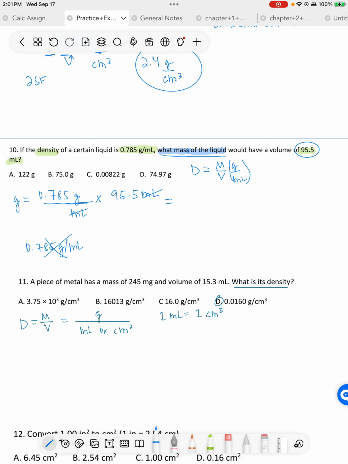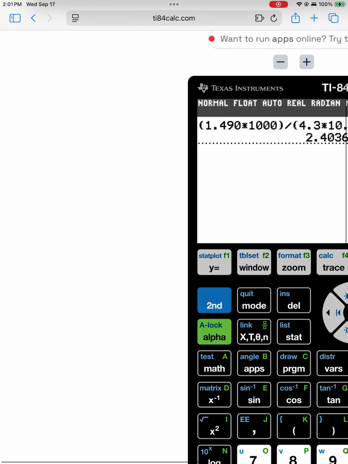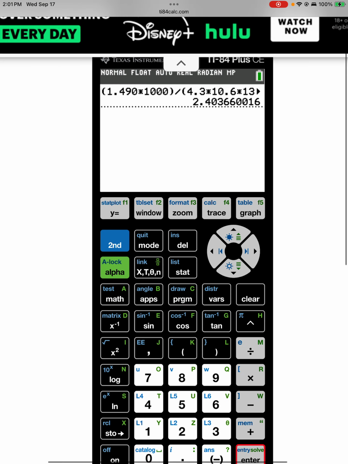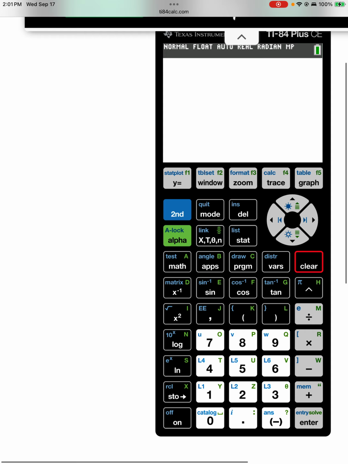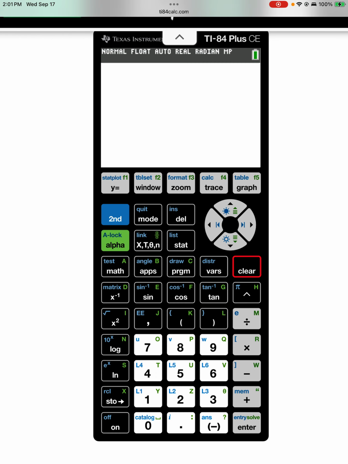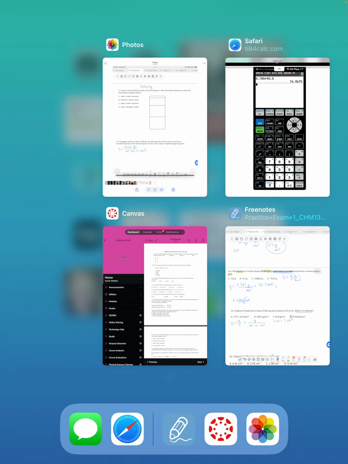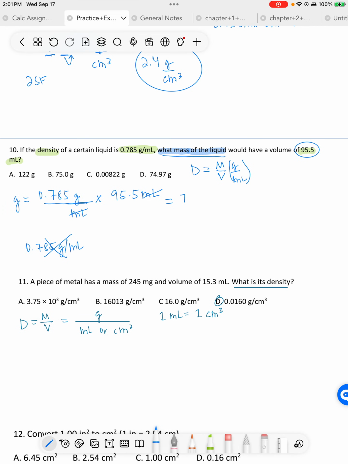So we'll go over to our calculator, and we will clear this. And let's see, it was 0.785 times 95.5, which gives me 74.9675. 74.9675 grams. And then how many significant figures do we have in the problem?